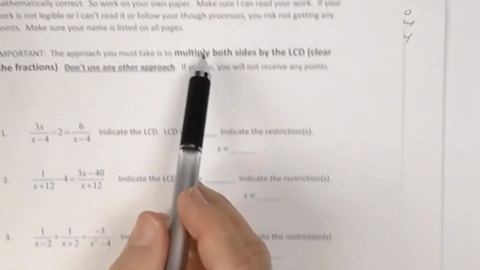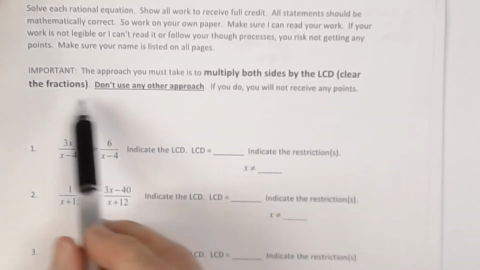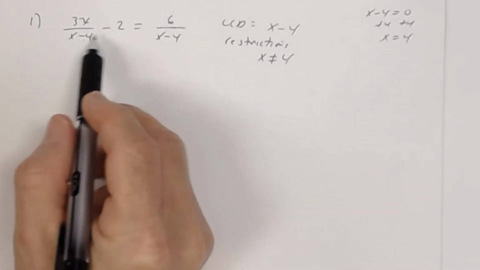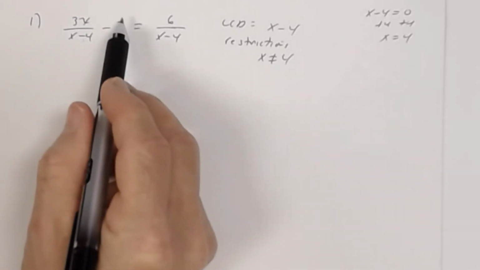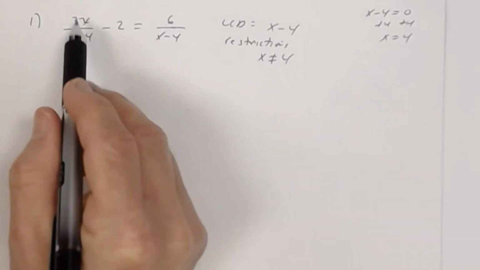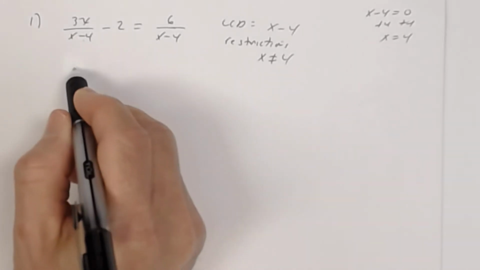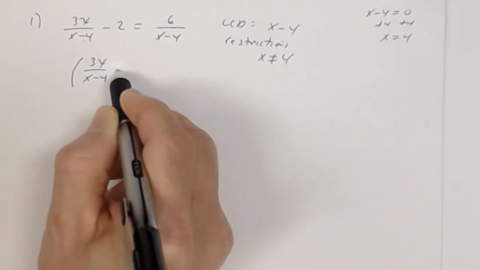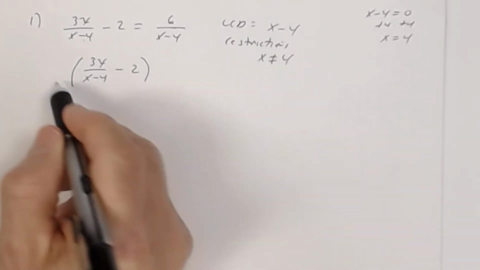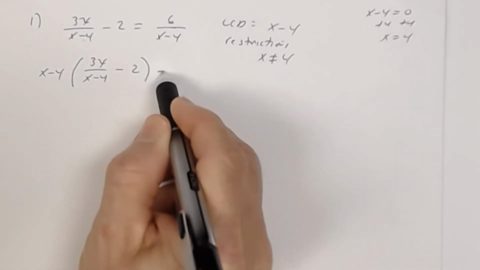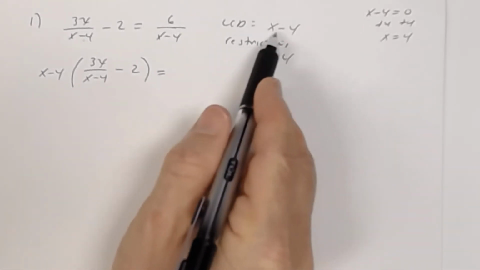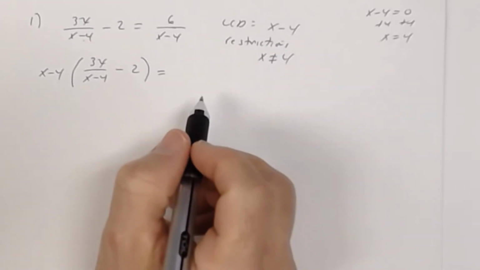All right, now once you find your least common denominator, the next step, remember the directions, you must multiply both sides by the LCD to clear the fractions. And so now notice that when we do this, you see how I have 2 terms on the left side. So let's go ahead and put that in parentheses. So 3x divided by x minus 4, subtract 2, and I got to multiply by x minus 4. Whatever I do to the left, I must do to the right. So I'm going to have to multiply the right-hand side by the least common denominator also.